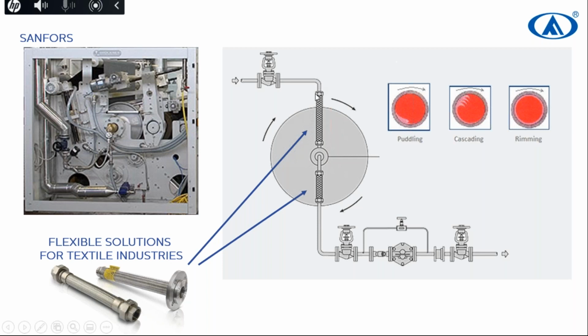And after that, use the flexible metal hose. It will be better to use. Because in that case, these flexible metal hoses are not for elbows. These are for vibration absorption.